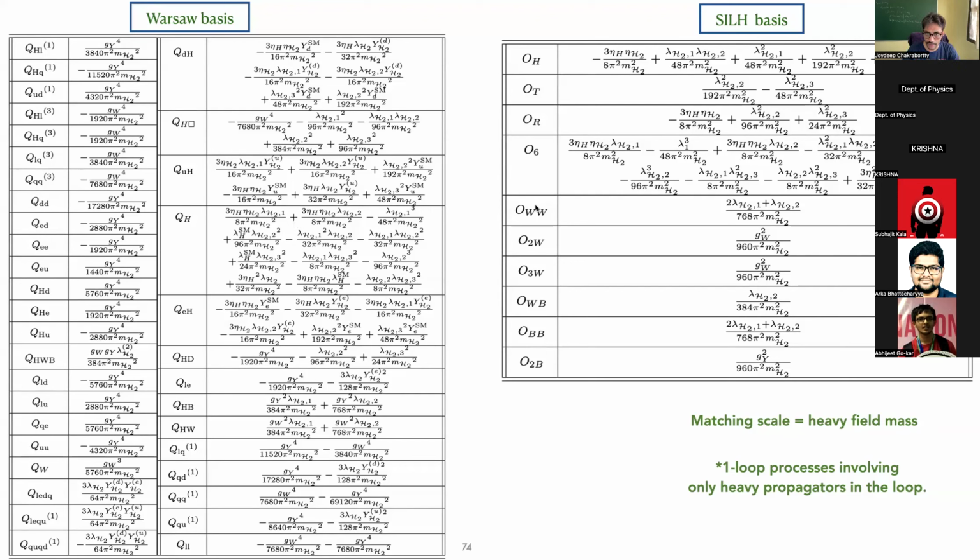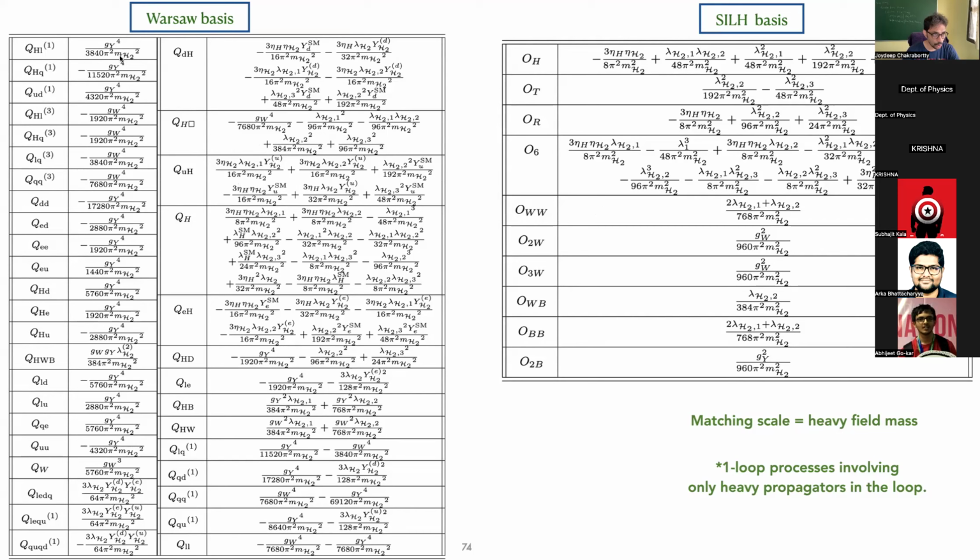And at the loop level, you can simultaneously calculate the SILH basis operators, and you'll find some of the operators generated here. One interesting observation is that in these operators there are parameters like eta_2, lambda_2, lambda_1, y_2, and so on. These are the BSM parameters. That means the contribution from these operators can be controlled by the BSM parameters.